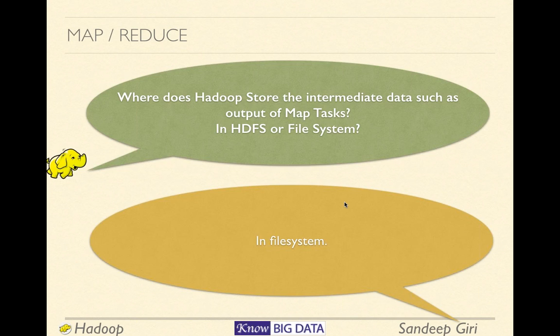So it is done on the file system because this data is anyway intermediate. There is no point in transferring this data to HDFS. HDFS will unnecessarily create its replica and all that thing, right? The parent data is anyway in the HDFS. So therefore, it doesn't make much sense to store the intermediate data onto a particular data node, onto a particular HDFS.